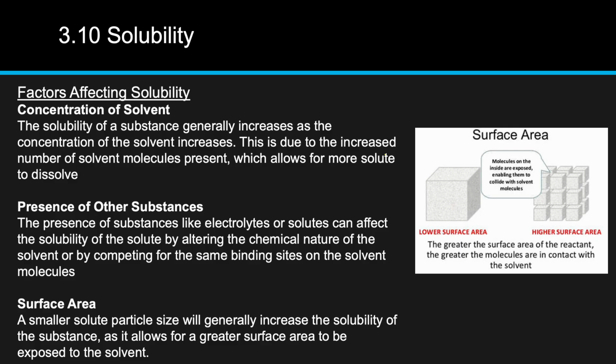Next, we have presence of other substances. This can change the solubility by altering the solvent's properties or by competing for interactions. For example, electrolytes in water can help by stabilizing solutes, or they can hurt it by crowding out binding sites. So adding other substances within your solution can either inhibit or accelerate your solubility.